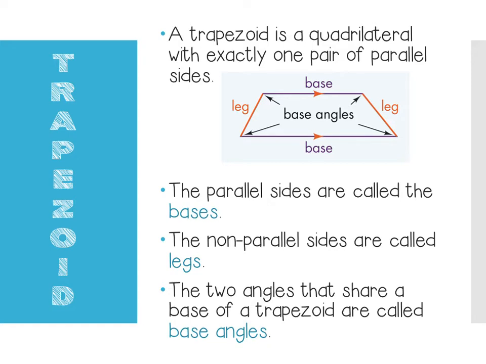A trapezoid is a quadrilateral with exactly one pair of parallel sides. Where a rhombus, a rectangle, and a square all had two pairs of parallel lines, the trapezoid only has one.